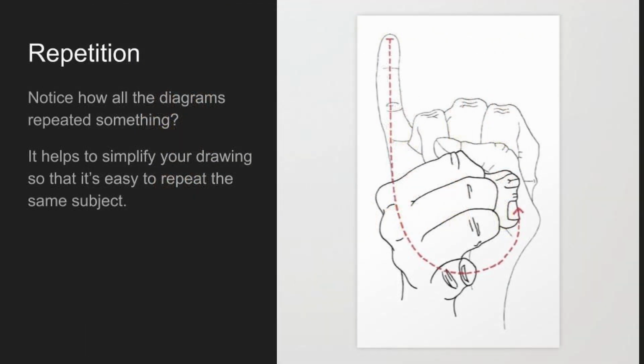Notice how all the diagrams repeated something? It helps to simplify your drawing so that it's easy to repeat the same subject and easy to get your idea across. In this artwork, you can see that they've repeated the hand, but it's a lot harder to read. We've got some arrows to help us. Often diagrams will show some arrows, and sometimes even sequential art for entertainment will do the same.